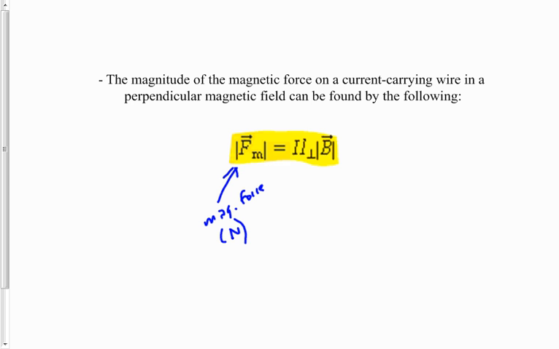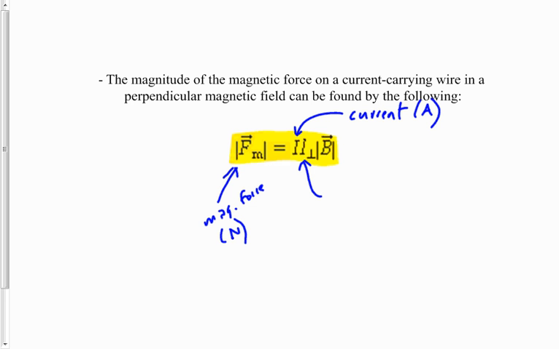I stands for the current, right? We learned what current was just a few minutes ago. Current is equal to Q over T, the charge over the time. Sometimes in a question like this, maybe you're given the current. You don't need to worry about the fact that it's Q over T. Sometimes you might need to find it by dividing Q by T and then plugging it into here. The current is measured in coulombs per second or amps.